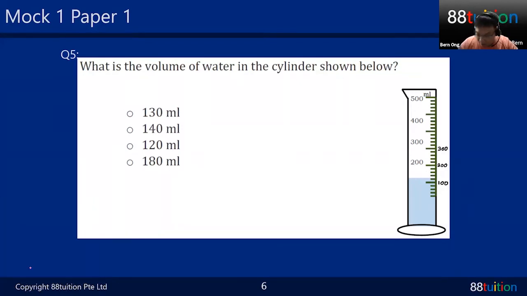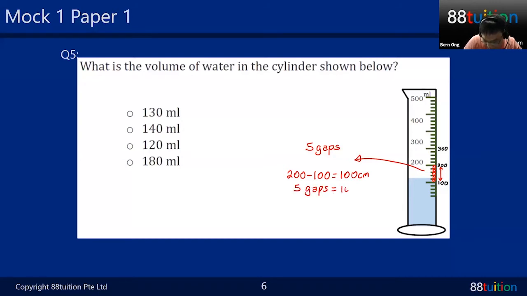So now you have to count in between, right? In between the lines, in between now here got how many spaces? 1 space, 2 space, 3 space, 4 space, 5 space. Can you see the 5 gaps? All right. So down here, you can see 5 gaps. And from the number 200 to 100 down here, what is the difference? So 200 minus 100 is actually equal to 100 cm. And these 5 gaps represent the 100 cm.